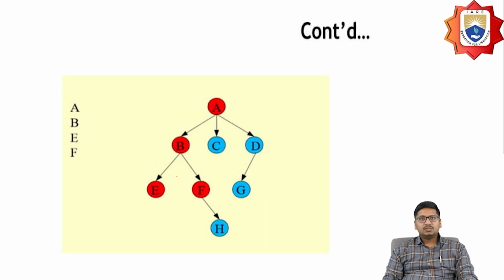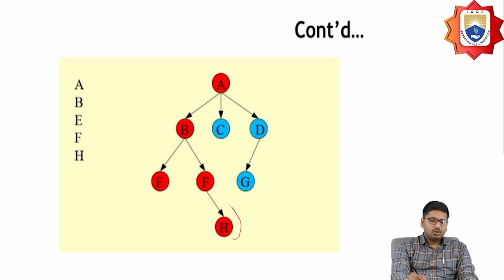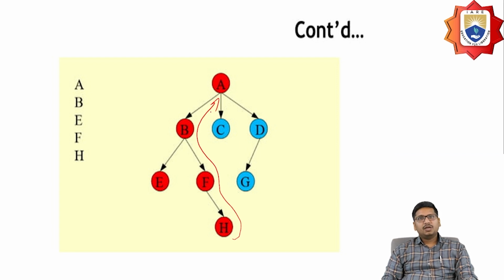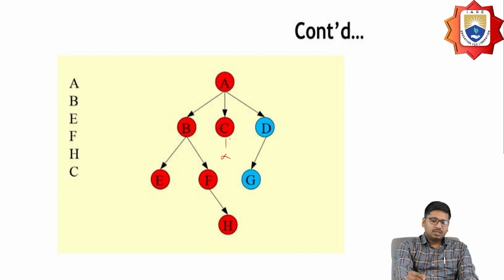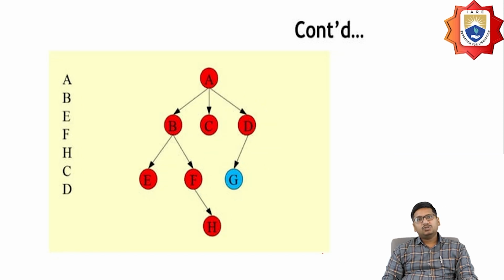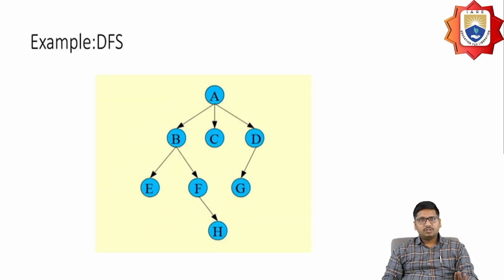And then what are the vertices connected to B? F. And what are the vertices connected to F? That should be H. So then I reach the maximum level. Again I have to backtrack to the original node and then select the next one, that should be C here. Again there are no more children here, so again I have to backtrack to the original one and then select the next, that should be D and then G. So like this we perform the depth first search.